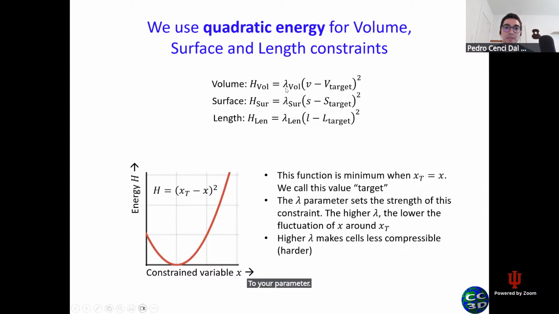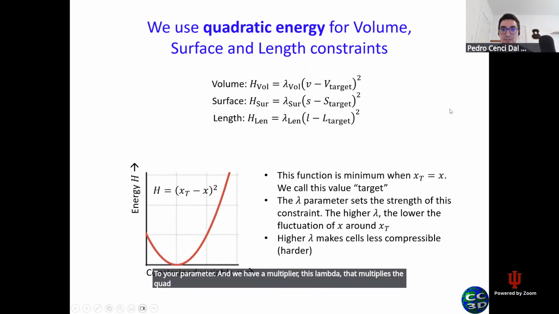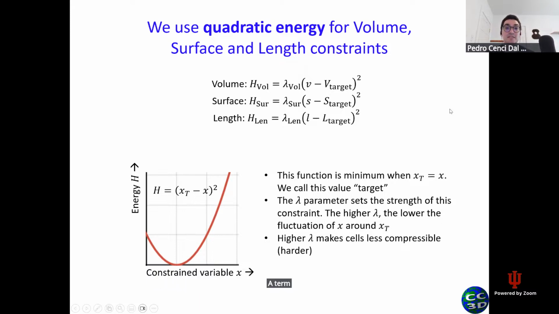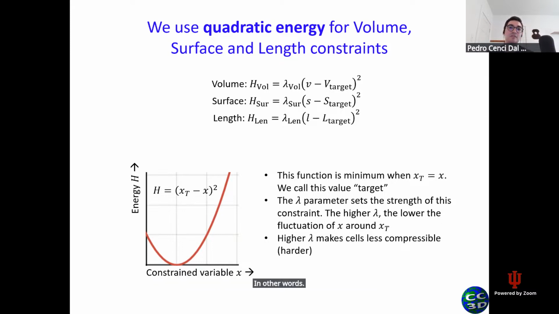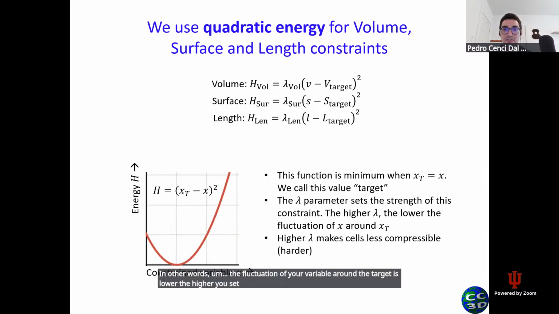And we have a multiplier, this lambda, that multiplies the quadratic term. And this lambda, this parameter, is setting the strength of the constraint. So the stronger the constraint, the closer to the target your variable will be. In other words, the fluctuation of your variable around the target is lower the higher you set your lambda parameter.